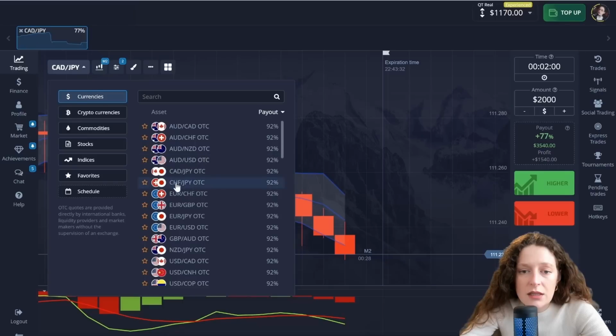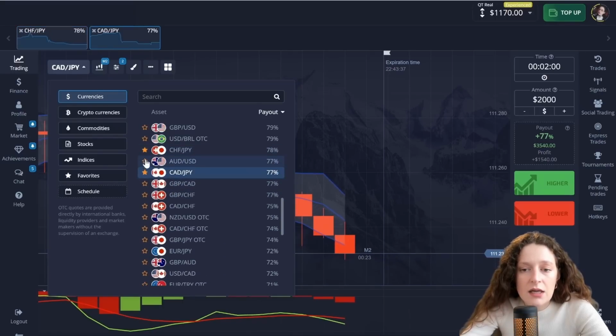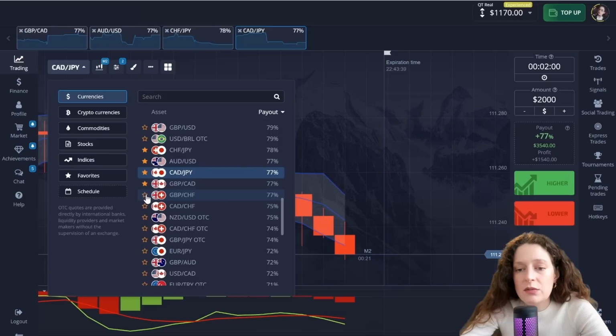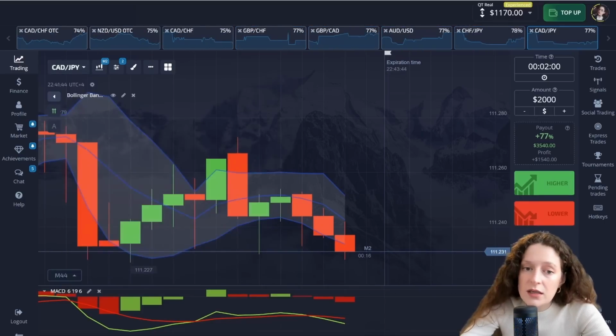The next process is, of course, choosing the best currency pairs. The method is very effective, but finding the right position is quite time-consuming.